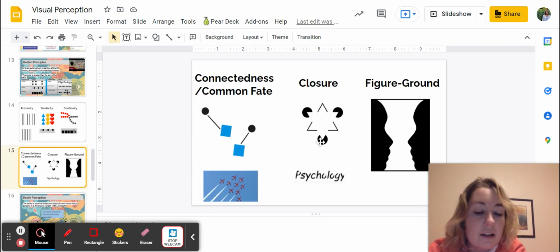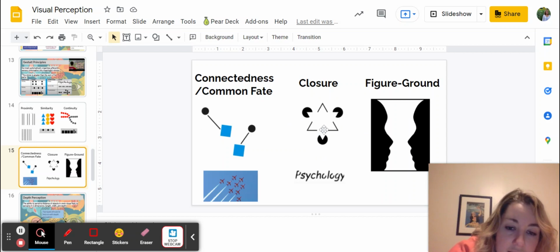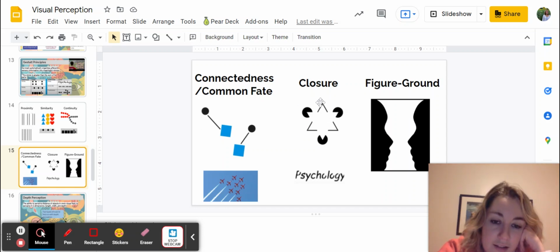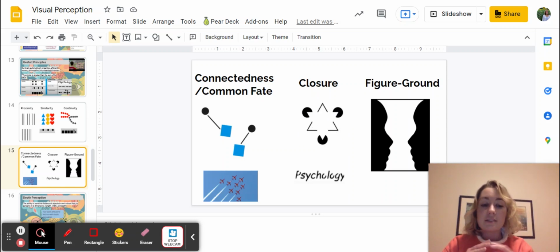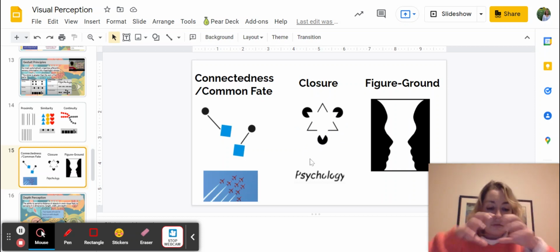Okay. Then we've got closure. And this is the idea that we see that there's actually gaps in this, right? Like this white triangle doesn't have any border. We see that this triangle is kind of interrupted, but we still close it in and see it as a meaningful thing. So despite this triangle being interrupted, we still see it as a triangle. Despite these circles being interrupted and we can't see the whole thing, we still close it in our minds and see it as a circle.